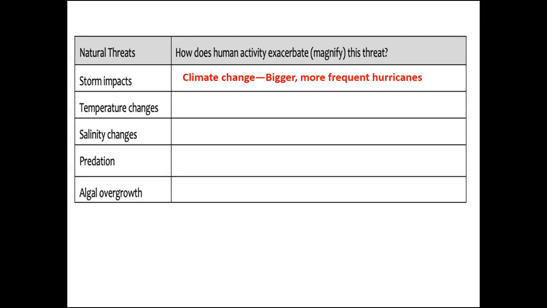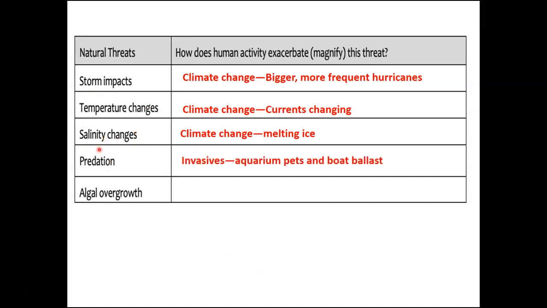Okay. Climate change, bigger and more frequent hurricanes. Currents changing with the temperatures. Salinity changes. Predation would come from aquarium pets and boat ballasts, from invasive species. And then algae overgrowth from development, eutrophication. You should remember that. It's nutrients in the waterway that's causing algae.